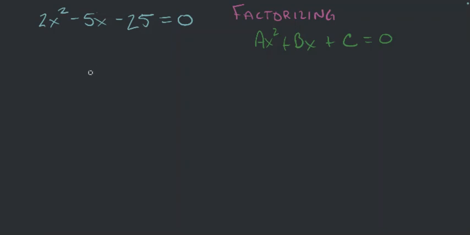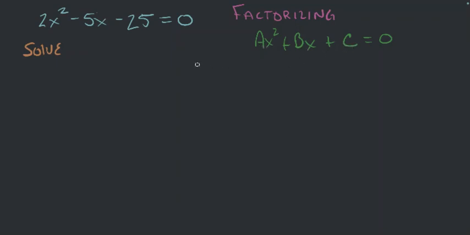So in this factorizing video, we are going to consider something that looks like this: 2x squared minus 5x minus 25 equals 0. And we're going to want to solve this equation. Notice it has everybody, an A and a B and a C.